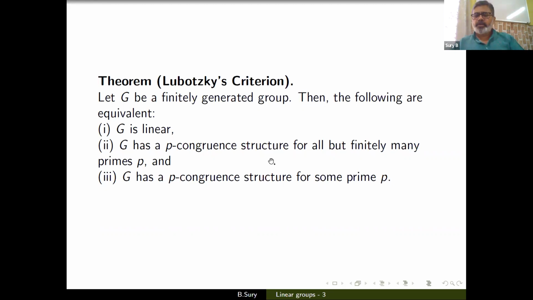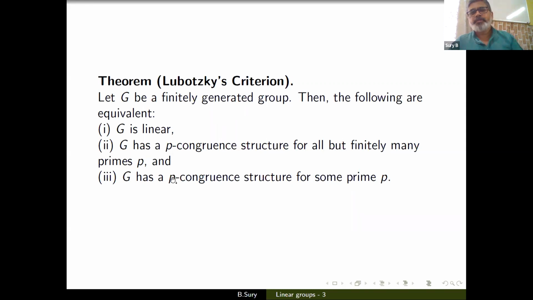So the criterion for a group to be linear is the following. Take any finitely generated group. The following conditions are all equivalent. Being linear simply means you have a faithful complex finite dimensional representation. Faithful simply means the homomorphism from G to GL_n(C) is one-to-one. Otherwise, you can always have a representation where everything is sent to the identity. It should be one-to-one; nothing should be lost. So a faithful representation exists if and only if it has a P-congruent structure for some prime P. But once it has one for some prime P, it is forced to have a P-congruent structure for all but finitely many primes.